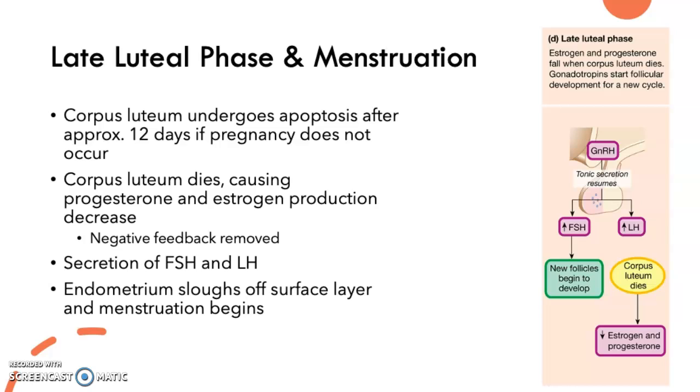And this is when menstruation begins, because there's no more progesterone, like I said, and the endometrium sloughs off the surface layer. And the release of gonadotropin starts a new cycle of follicular development. So we're going to have a new follicle begin to develop, and this whole cycle will start again.